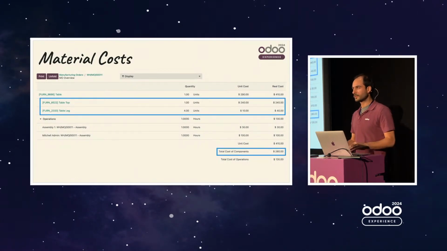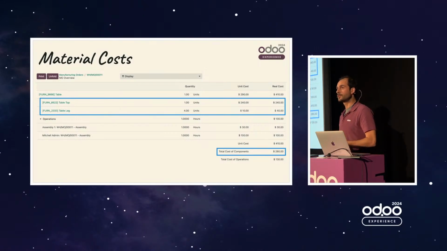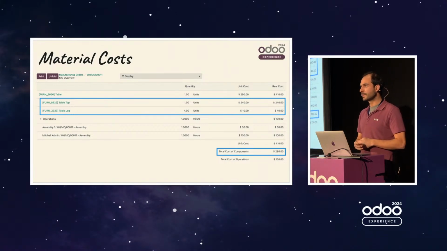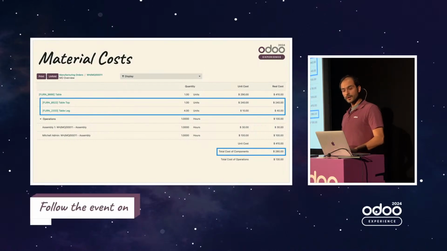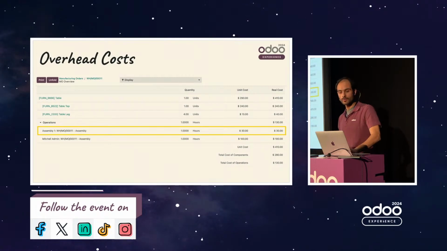So how is that total cost computed? It's using, first of all, the materials. So here in the MO overview, we list all the materials with the quantities that have been used and their respective unit cost. And then we have the operations. So that's the second section of the MO overview report.